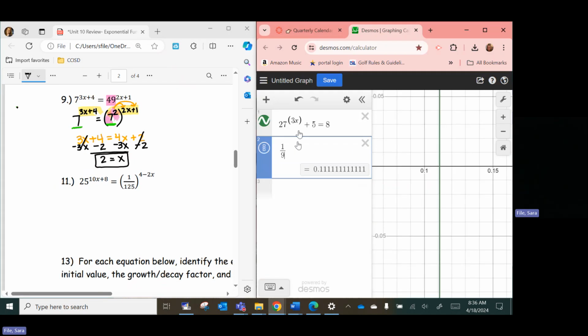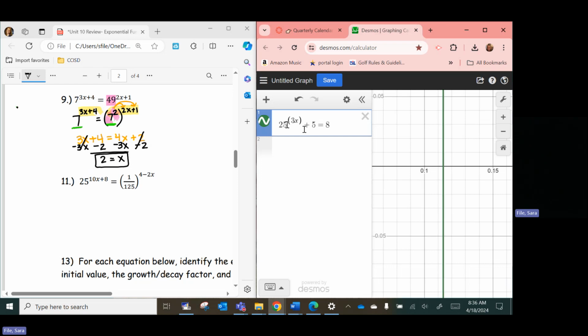With number 11, doing it in the calculator. See if this one's not a decimal for us. Let's try one more. We've got a base 25 to the 10x plus 8 on the left. And then we've got a 1 over 125 base to the power of 4 minus 2x.